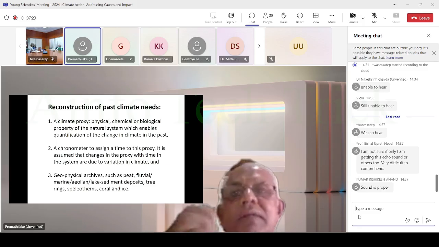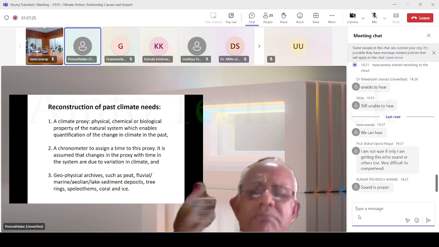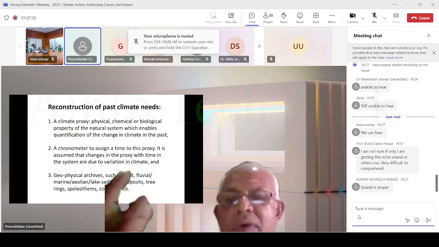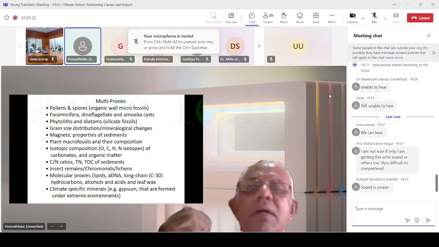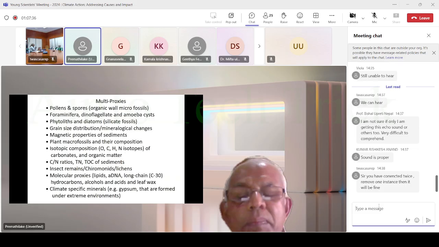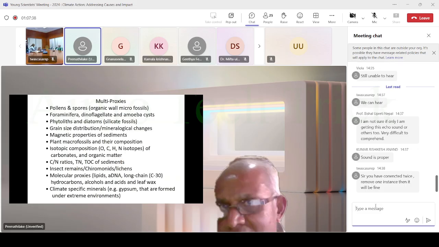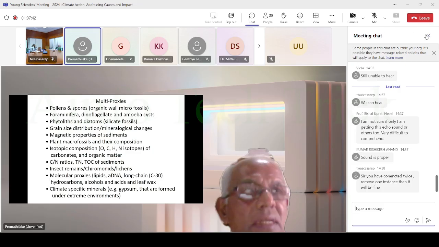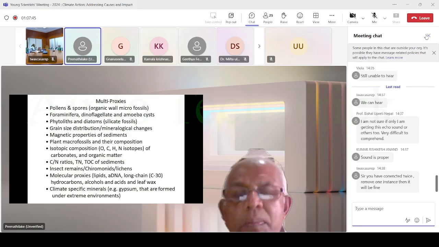So, a major important line, as I mentioned now: a proxy is like a chronometer, it is needed to measure time, and then we need to find the better place for finding proxy. In general, most of the people who work with paleoclimate use a number of proxies, multiple proxies. Pollen and spores are a common proxy that many people use for paleoclimate studies.